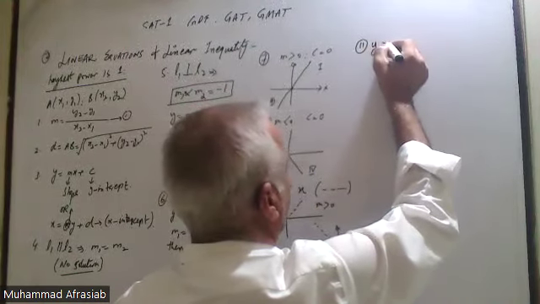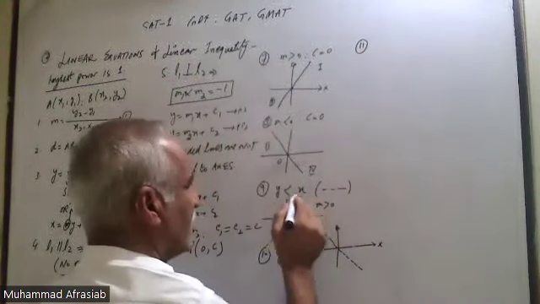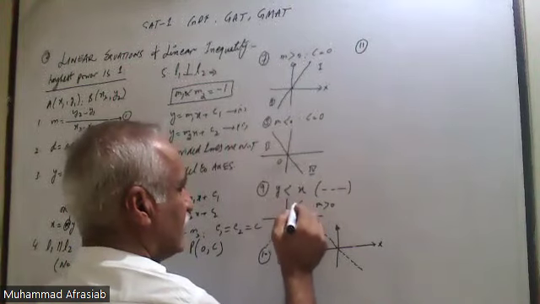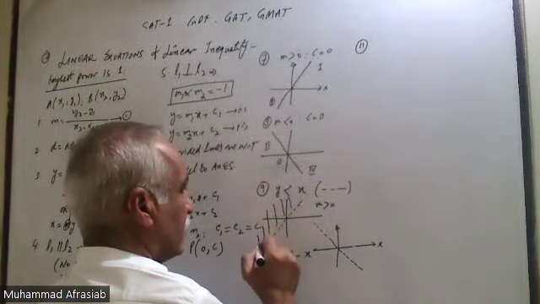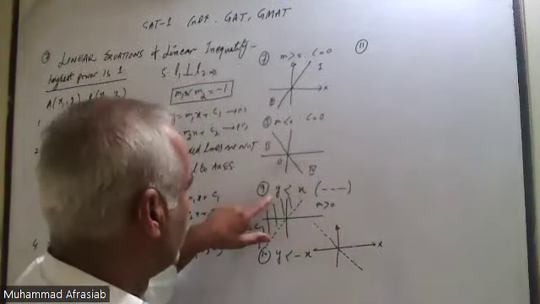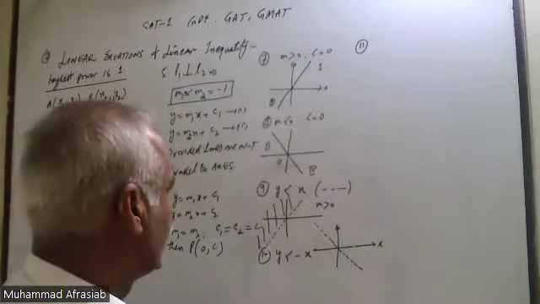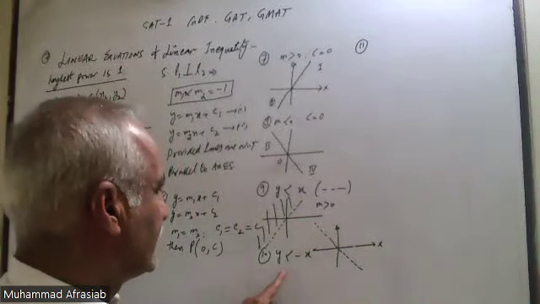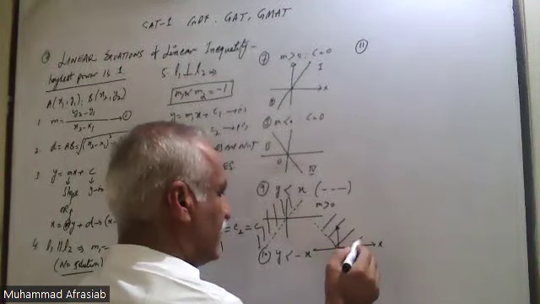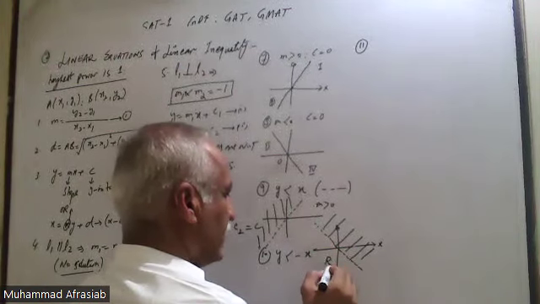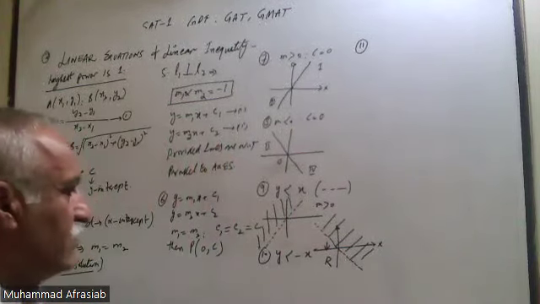For this you can also show that for y less than x, this portion would be the region, because y is less than x, so the region below the dotted line is the required region. And if y is less than minus x, then this will be the required region below the dotted line.